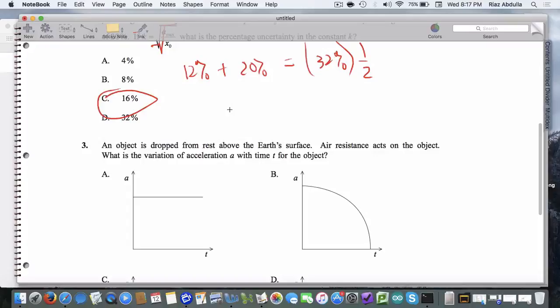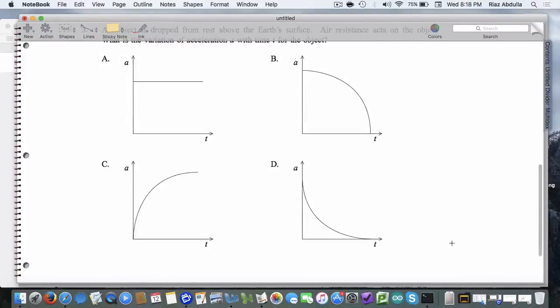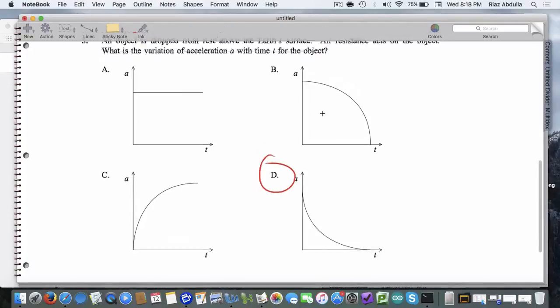Now, an object is dropped from rest from the surface, air resistance acts, and we know what acceleration versus time is. Once again, they just keep repeating questions.